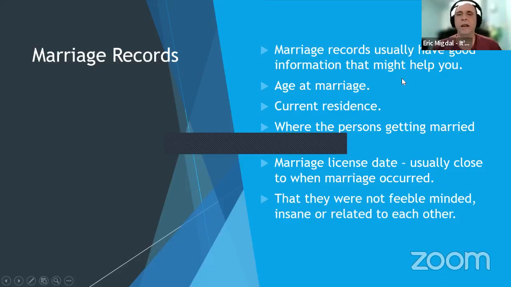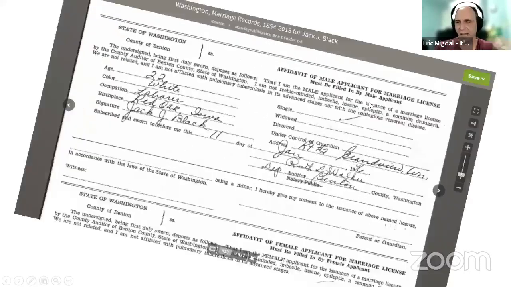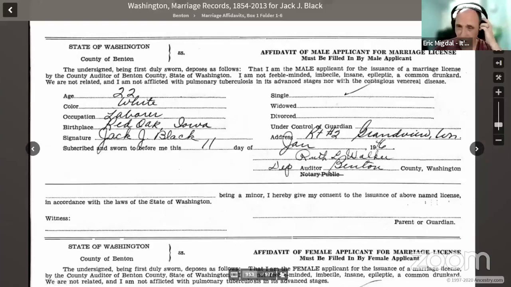It usually tells you where the persons are getting married, were born, the marriage license date, which is usually close to when they got married, and that they were not feeble-minded, insane, or related to each other. This example was from 1946, and they did include those statements to make sure that everything was on the up and up. So this is a Washington marriage record for a gentleman named Jack J. Black, no relation. I don't know who he is.